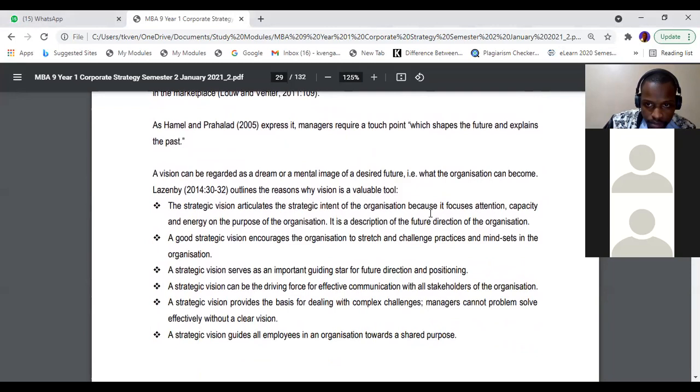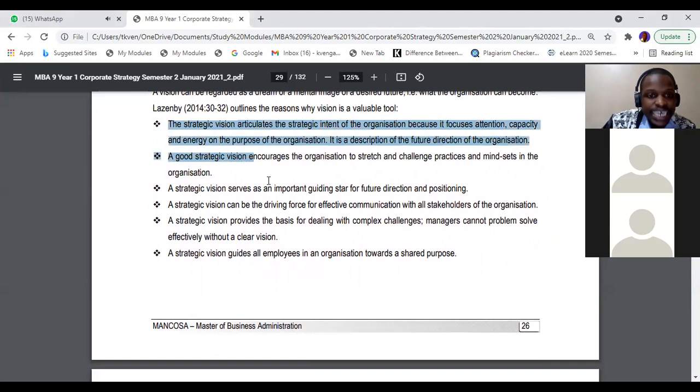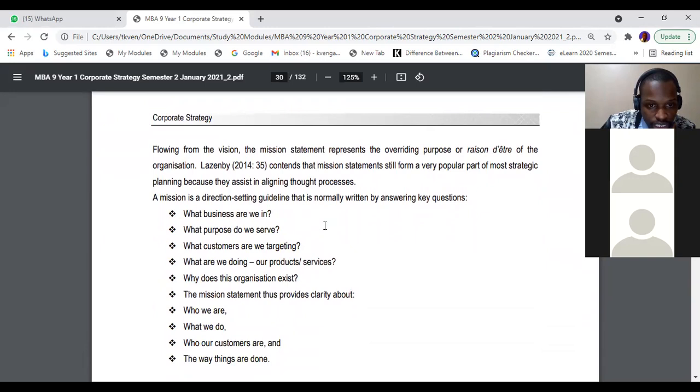All right, you can see over here, it highlights the reason why you need a vision. So if the company is lacking a vision, then you can come to this section and highlight that it will not have these things. They will be disadvantaged because of a lack of these things. But there's something else that I just wanted you to see. Yeah, you can see over here.